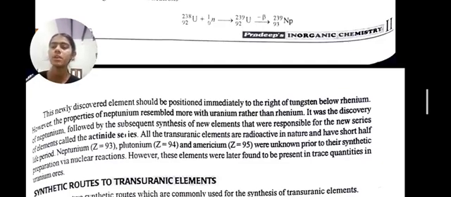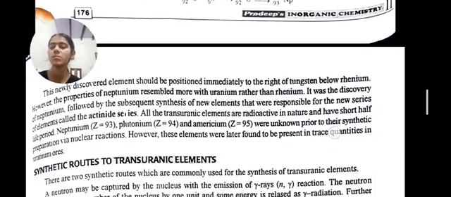However, the properties of neptunium resembled more with uranium rather than rhenium. It was the discovery of neptunium, followed by the subsequent synthesis of new elements, that were responsible for the new series of elements called the actinide series. All the transuranic elements are radioactive in nature and have short half-life periods. Neptunium, plutonium and americium were unknown prior to their synthetic preparation via nuclear reactions. However, these elements were later found to be present in trace quantities in uranium ores.